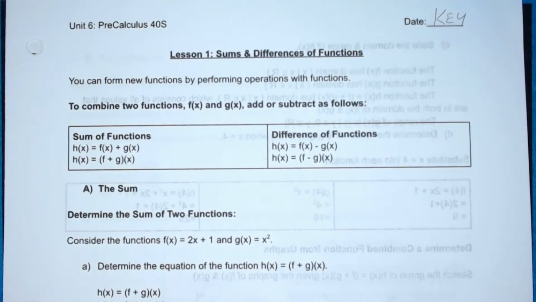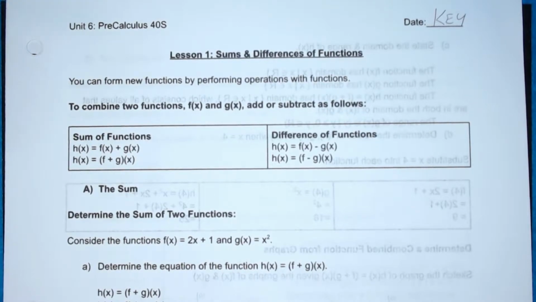Welcome to Unit 6, Function Operations. This is Lesson 1, Sums and Differences of Functions. Before this, we've typically been working with just f of x or g of x. What we're going to be looking at in this unit is how to perform mathematical operations on functions to get a new result for either a formula or a graph.